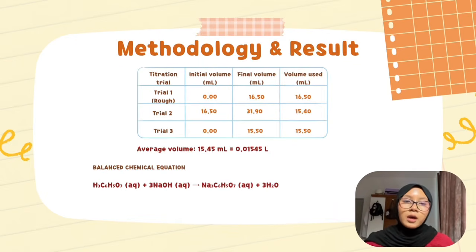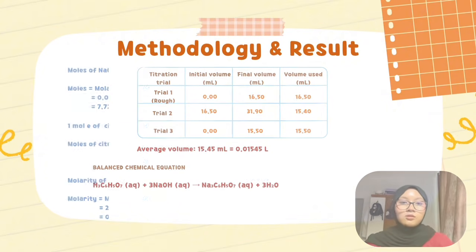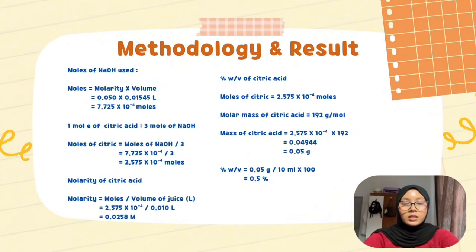The balanced chemical equation shown on the slide indicates that 1 mole of citric acid reacts with 3 moles of sodium hydroxide. This stoichiometric relationship was used to determine the amount of citric acid present in the orange juice sample. So now let's take a look at the calculation part.